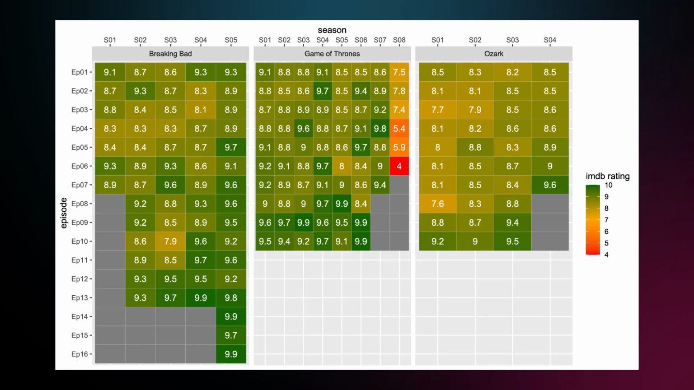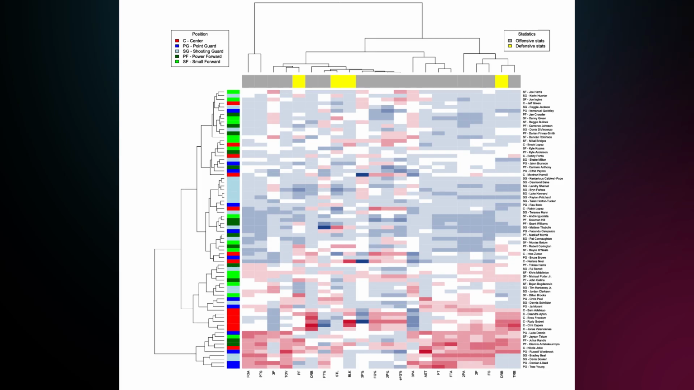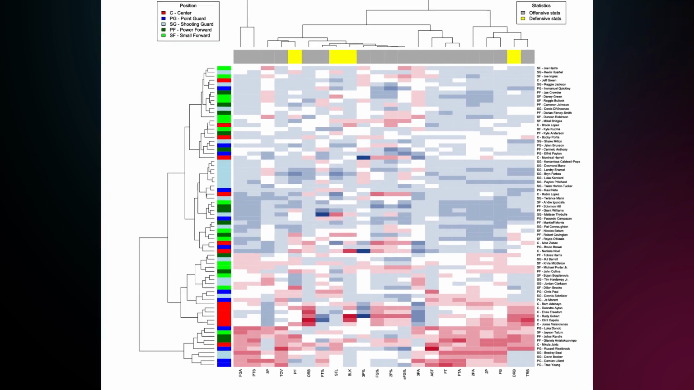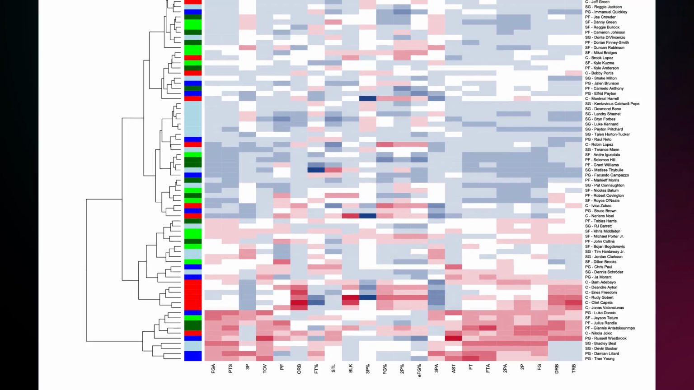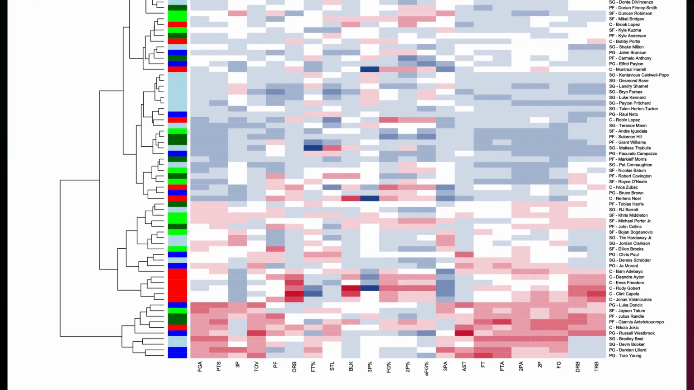I will also teach you how you can use the geom_tile function to create heat maps to visualize, for example, weak and strong episode ratings of TV shows. And after that, I will show you how the heat map function works to find patterns in the performance stats of NBA players and how they relate to their different positions. Let's start with the R code.